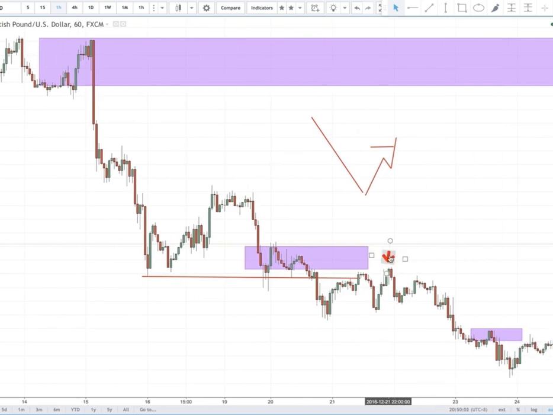Okay, so the first move, right? The first one that came up, as it reacts off of its little supply here, it stops at its demand below and says, okay, no more. That's its demand area that says, enough, you can't go any further. It can't go any further because there are no buyers. That's why it stops there. But you're in a downtrend, don't forget that.